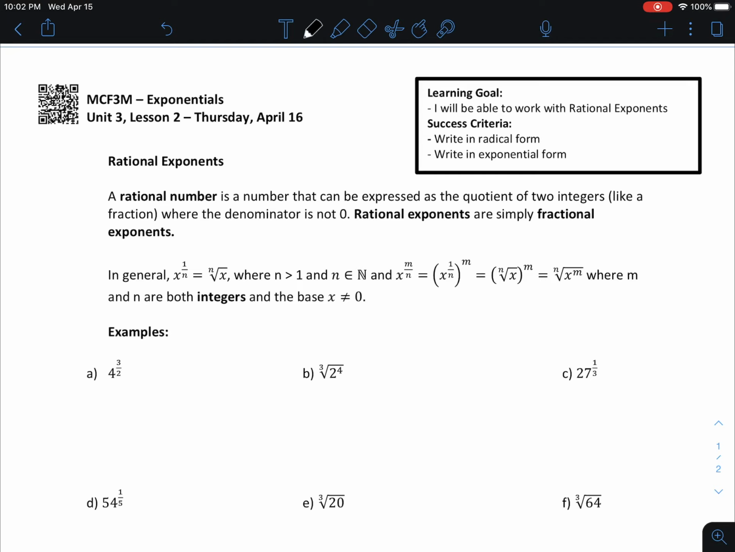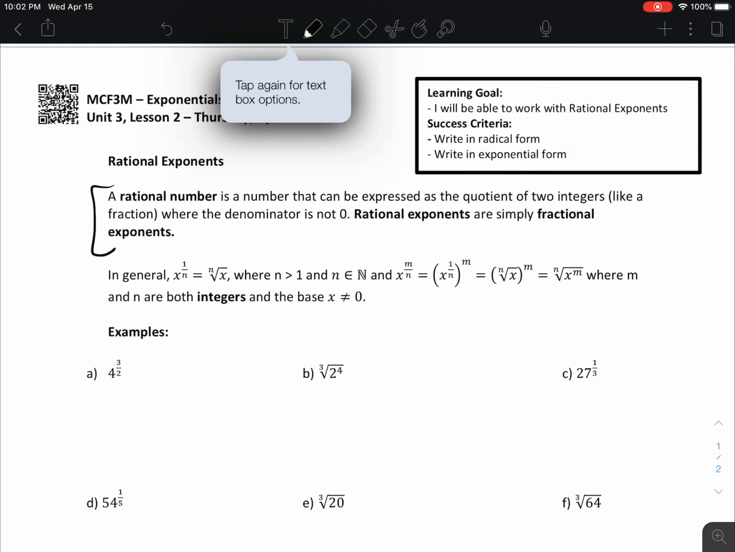So we'll just jump right in here. The goal is we'll be able to work with rational exponents, and the success criteria is going to be able to write them into what we call radical form and write in exponential form. So we'll be able to flip between the two as well.